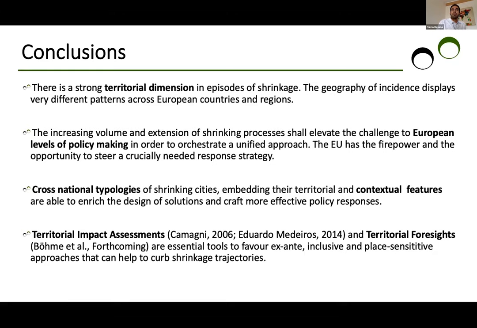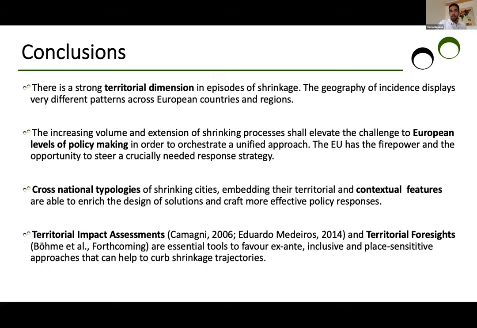So the increasing volume and extension of shrinkage processes shall elevate the challenge to the European level of policy making in order to orchestrate a unified approach, basically because the EU has the firepower and the opportunity to steer a needed response strategy to this issue. In this domain, cross-national typologies of shrinking cities, typologies that embed not only this demographic aspect, but go beyond and include contextual features, characteristics of the region, of the socioeconomic fabric, are able to enrich the design of solutions and favor the crafting of more effective policy responses.